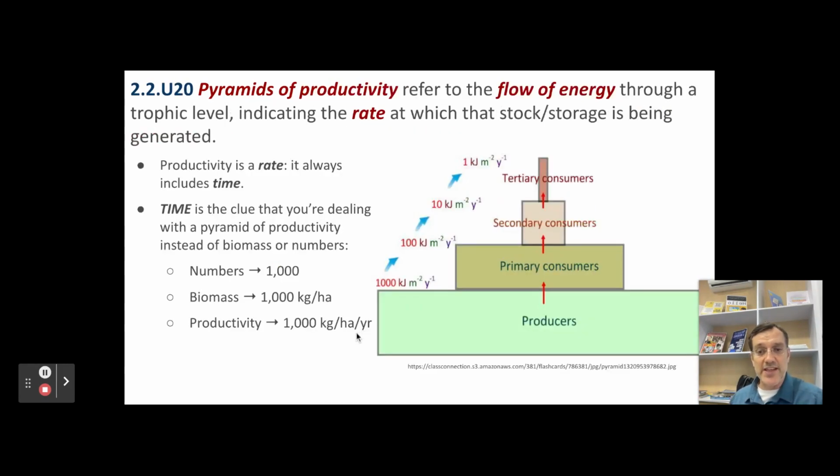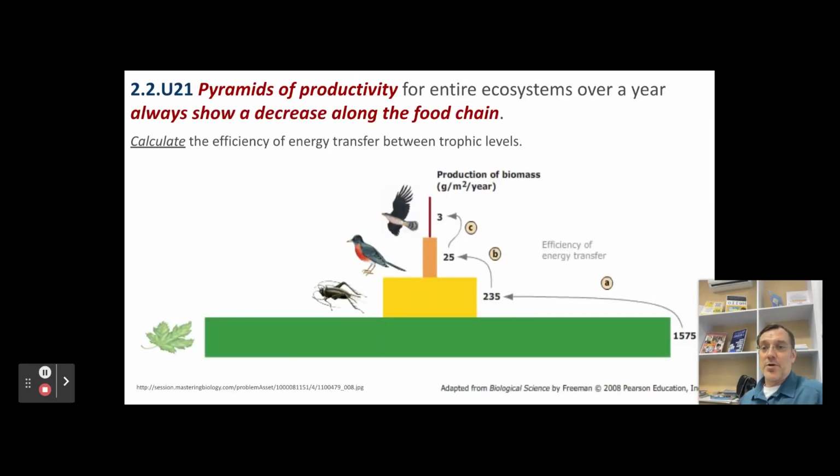It's usually kilos per hectare per year or grams per square meter per year. Those are the two most common that you'll see. Your pyramids of productivity always show this decrease along a food chain: 1575, 235, 25, and 3. Right? Again, that's due to the loss of energy through respiration and excretion at each of those levels.